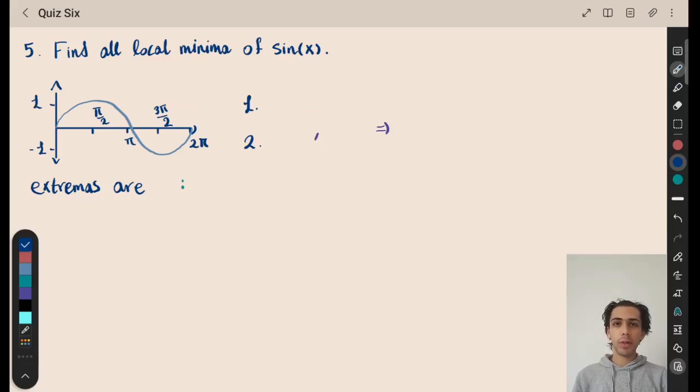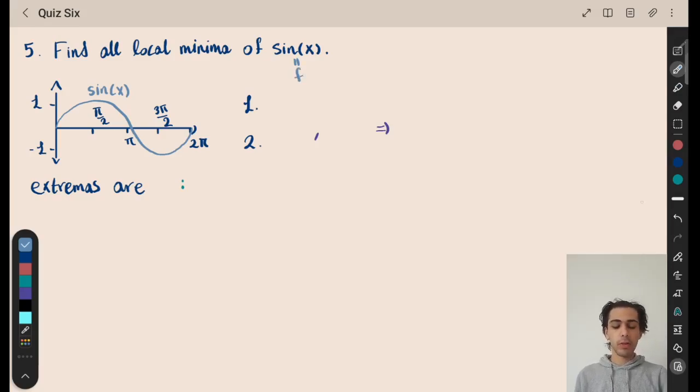Minimas of the sine function. Here I have the graph of the sine function if you've never seen it before. And this tutorial will focus on the algorithm that is used to find the minimas.